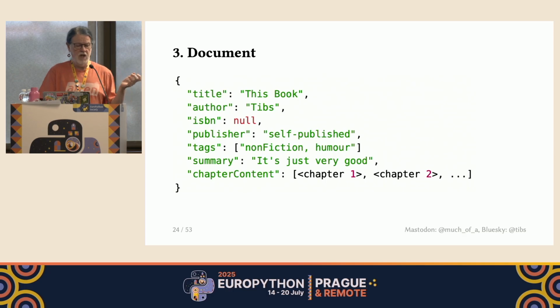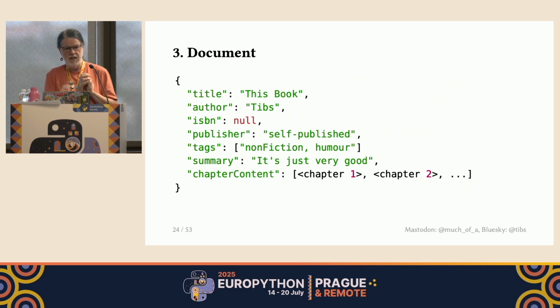Next, we have document databases. Now, think of this as storing JSON. JSON is a document in this context. Our example here has the standard stuff you'd expect. We've got this book by Tibs. It doesn't have an ISBN because it doesn't exist. The publisher is me because, etc. The summary is it's very good. Go read this non-existent book. But chapter content is an array, and each of those, chapter 1, chapter 2, is actually meant to be the entire text of that chapter.